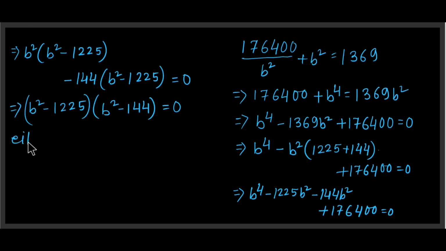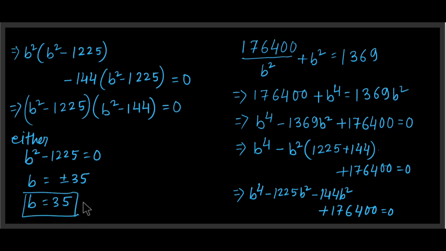Now either b square minus 1225 is 0, then b is equal to plus minus 35, and since this is the length of a side, we can take only the positive value, so b equal to 35, or b square equal to 144, and in a similar way we get square root of 144, it is plus minus 12. Now we take only the positive value, that is b equal to 12.